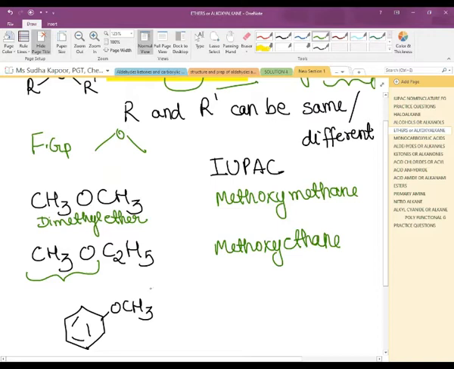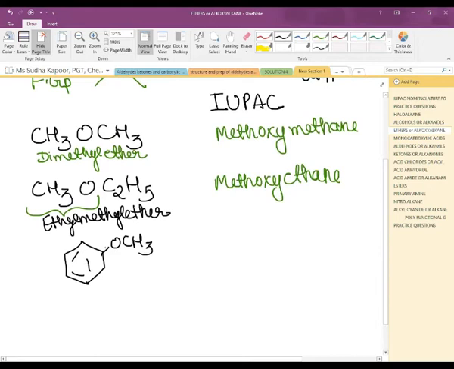Methoxy ethane. Now the common name for this one, that is methoxy ethane, is ethyl methyl ether. One very important example is a benzene ring having OCH3, a phenyl with OCH3. In this case, the common name is anisole, a very important name. And in the IUPAC system, it is also known as methoxy benzene, a very important term for class 12th organic also.